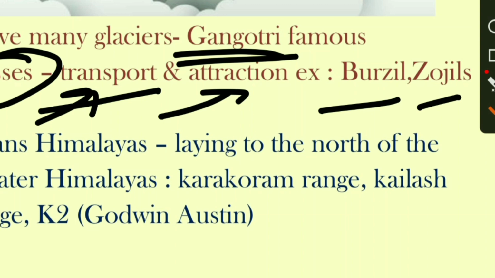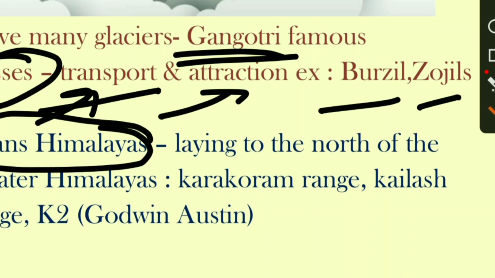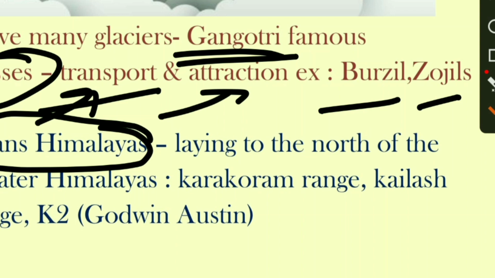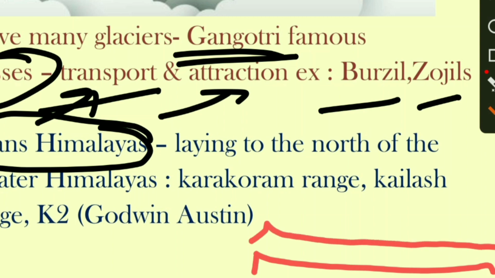Okay. The range of fold mountains lying to the north of the Greater Himalayas is called the Trans-Himalayas. See, we already know the southern side Himalayan range is called Sivalik. Then north to that is called Himachal. Then again one range is called Himadri or the Greater Himalaya. Then north to the Himadri or Greater Himalaya, we find a range called Trans-Himalayas.